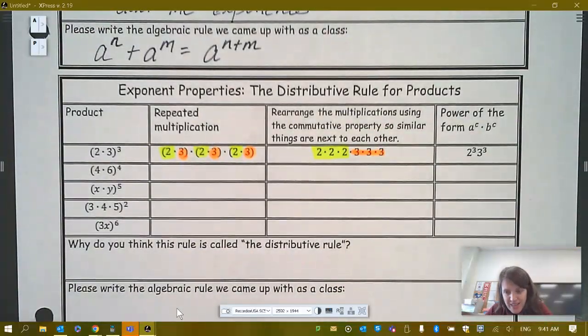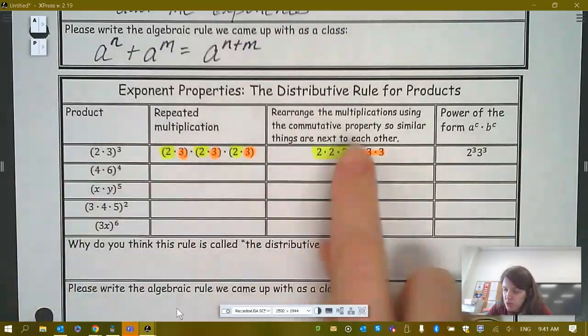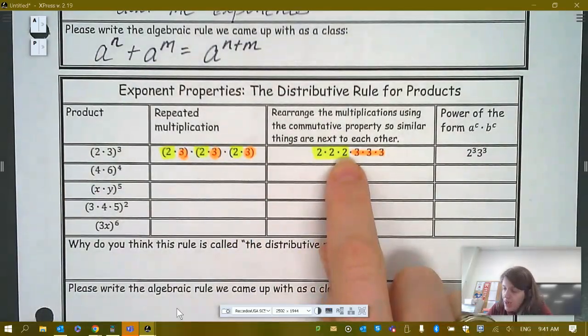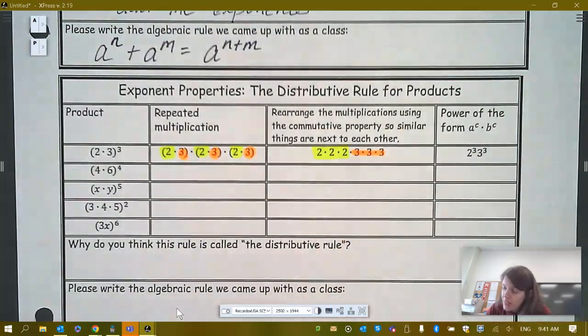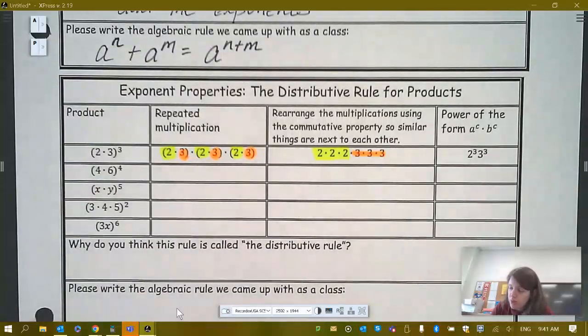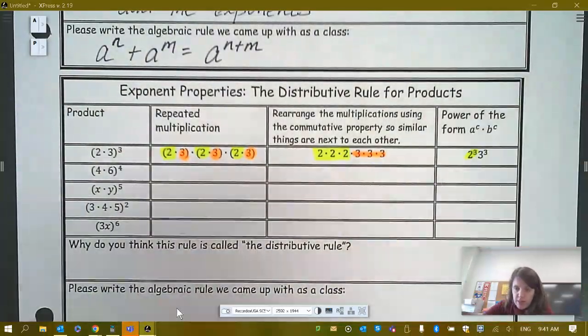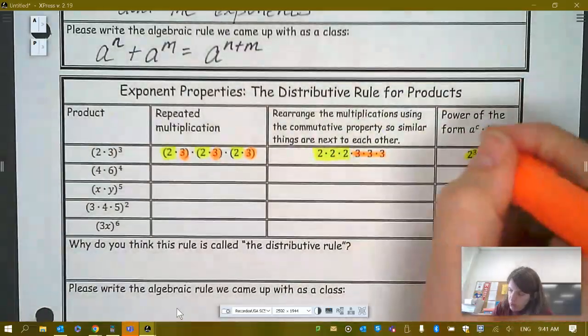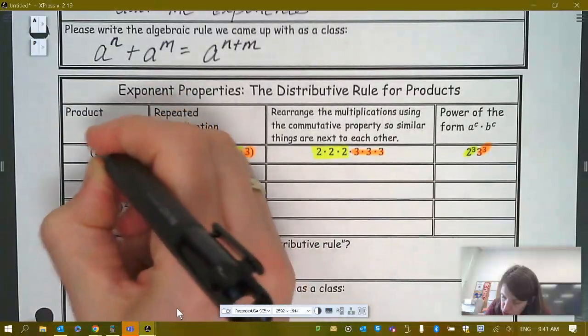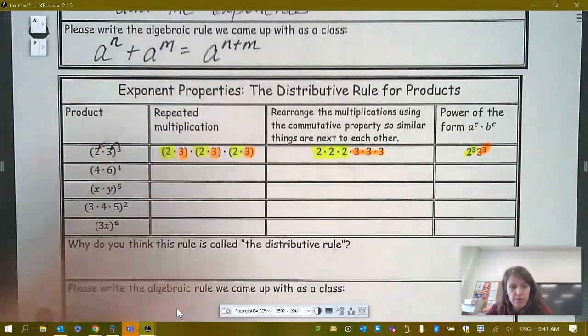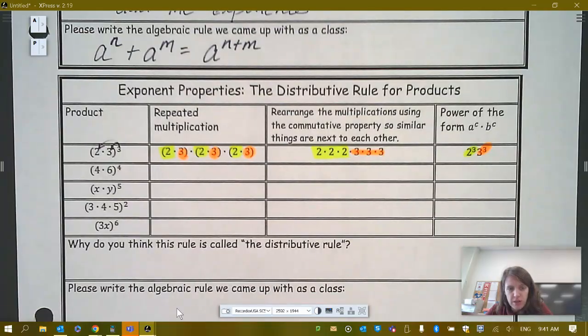Well, let's rewrite that as an exponent, right? This is 2 to the 3rd because it's 3 2's. And this is 3 to the 3rd because it's 3 3's. So writing it again would mean that I have 2 to the 3rd times 3 to the 3rd. Well, what happened there? The third power basically got distributed to each of the terms, right? I had a 2 to the third and a 3 to the third.